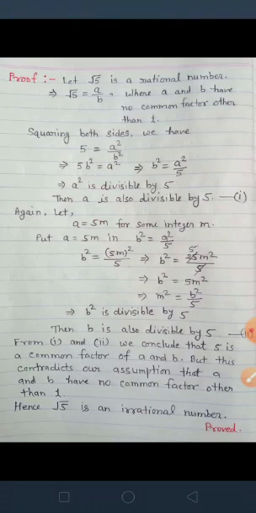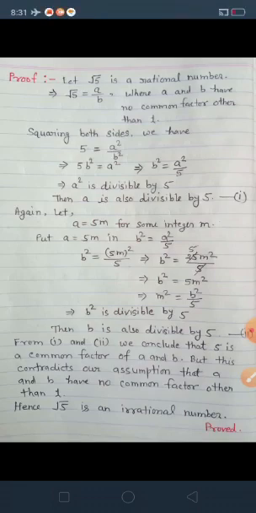When we square, we get 5 on the left side is equal to a square upon b square. This can be written as 5b square is equal to a square, which implies that b square is equal to a square by 5. Here we can see that a square is divisible by 5. Then by the theorem, a is also divisible by 5. Let us suppose this is equation number 1.